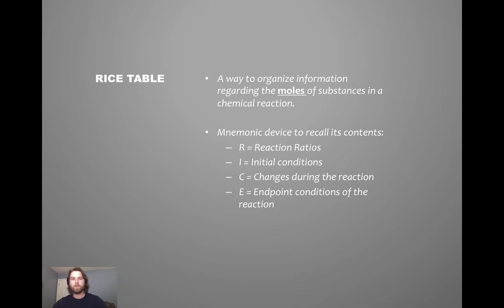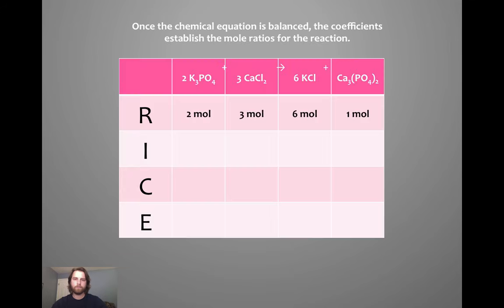Okay, so what is a rice table? It's a way to organize information regarding the moles of substances in a chemical reaction. The mnemonic device we are using here, RICE, R-I-C-E, stands for reaction ratios, or just ratios. I is for initial conditions. C is for changes during the reaction. And E is for endpoint conditions of the reaction. So ratio, initial, changes, endpoint. Got it? Good.